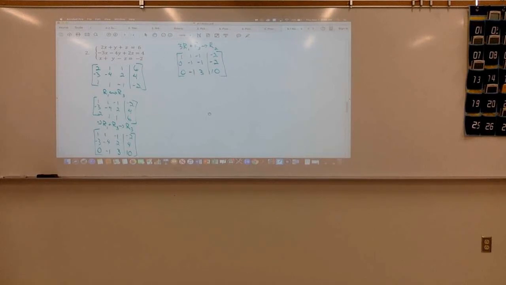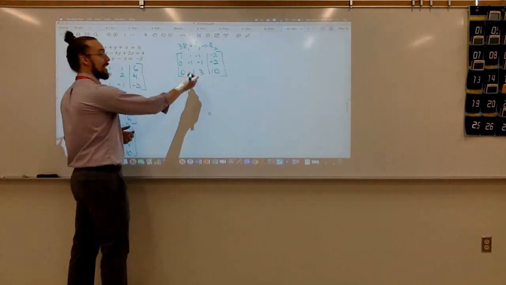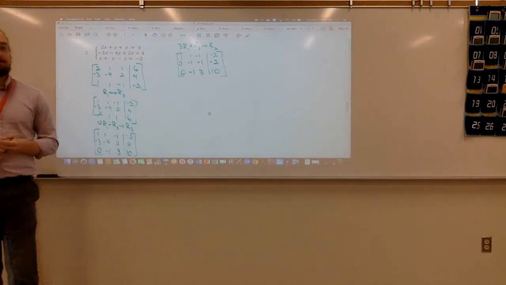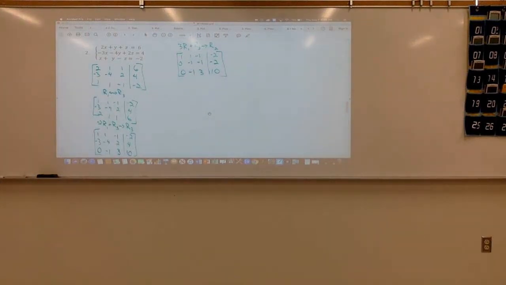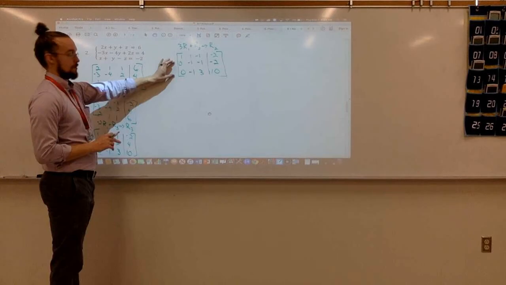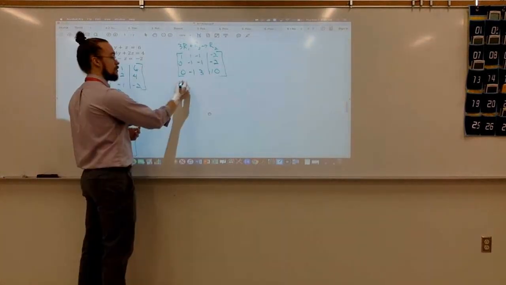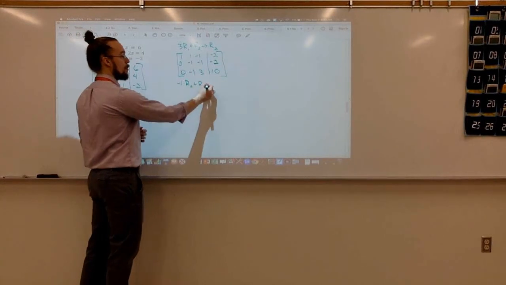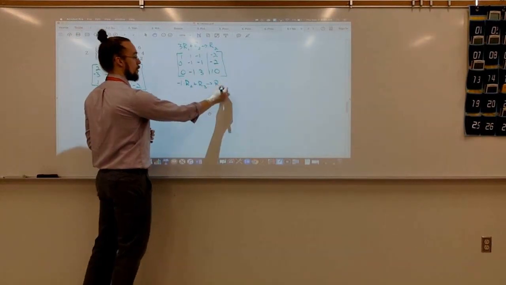Now, the only thing I still have to eliminate is this one. I need to turn this one into a 0. How can I do that? If I added the first and the third, this one would no longer be 0. So let's add -1 times the second row plus the third row, and we'll put that in place of the third row.